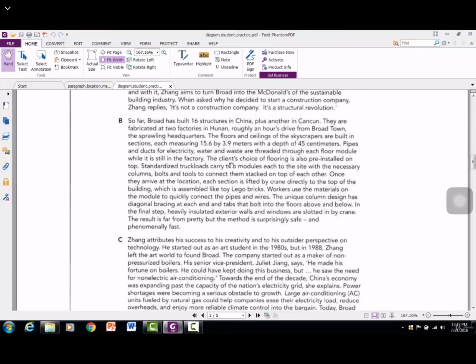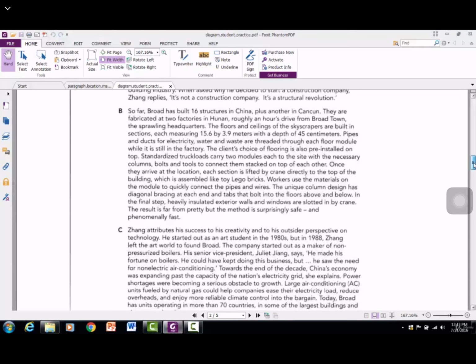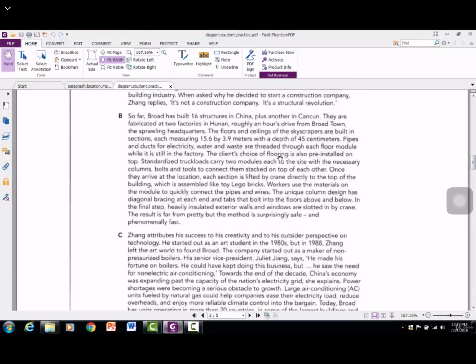So let's just say I'm about 95% sure they're never going to do that to you. As many years as I have been teaching the IELTS exam, I can't remember a time when they have done it. All right, so the client's choice of flooring. So the correct answer is flooring, F-L-O-O-R-I-N-G. The client's choice of flooring.